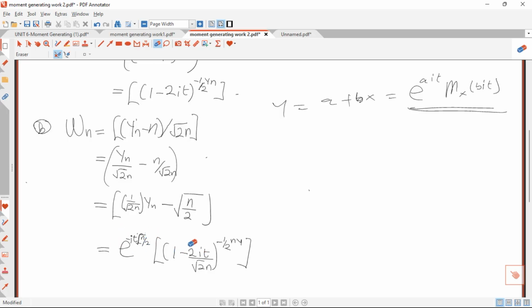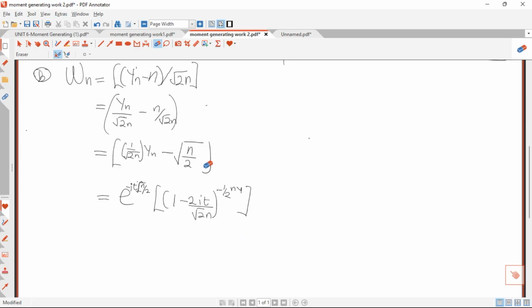And then we just take the characteristic function that was given and also replace the place we see the b. And then we know that the b represents 1 over square root of 2n. So we are going to replace that place by 1 over square root of 2n. So that helps us to get (1 minus 2it divided by square root of 2n), and then all raised to the power negative 1 over nv. So that's the solution to this particular question.